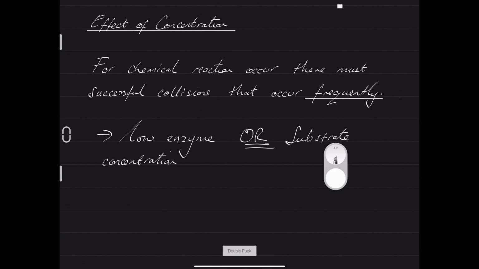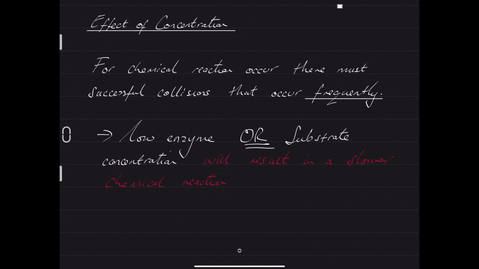So what you should have is that a low enzyme or substrate concentration will result in a slower chemical reaction, i.e. the rate will be slower. Now, this should be fairly obvious. It should be quite easy to grasp from our explanation here.